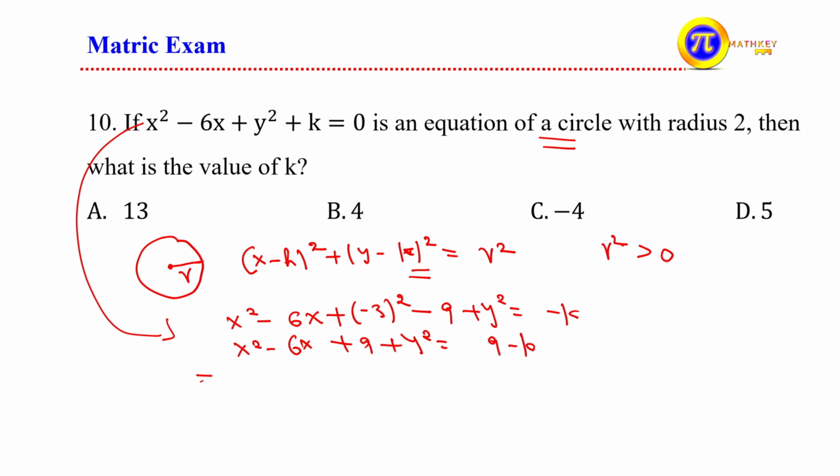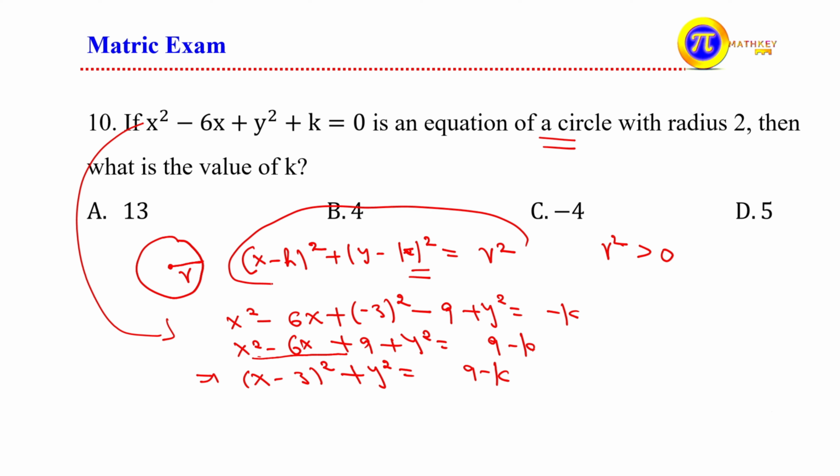This implies this is (x minus 3) squared. This means these 3 terms, x squared minus 6x plus 9, form (x minus 3) squared, a perfect square. Plus here is y squared is equal to 9 minus k. So it has such a form. This is what the equation of a circle looks like.